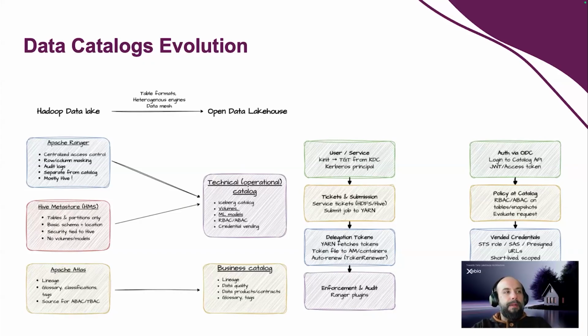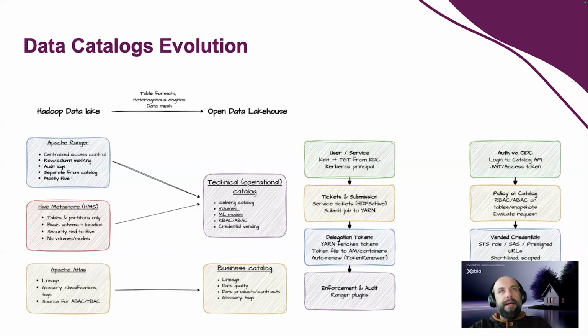The Apache Atlas component was primarily responsible for capturing lineage, glossary, and classification, but at the same time, it was also a source for ABAC, so attribute-based access control or tag-based access control, that can be paired up with Apache Ranger. That was the history, but nowadays the situation looks pretty much different.